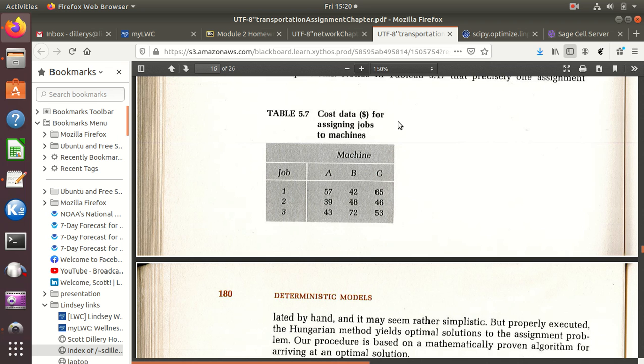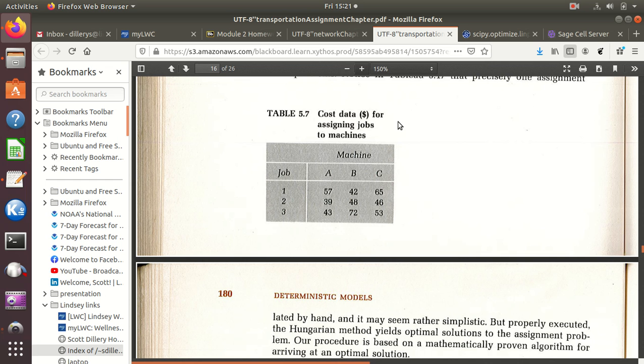Each machine can only get one job. Each job can only go to one machine. And that's what we want to do. So each machine only one job, and each job only one machine. Now, here's everything. This is all I need as far as setting up my structure.